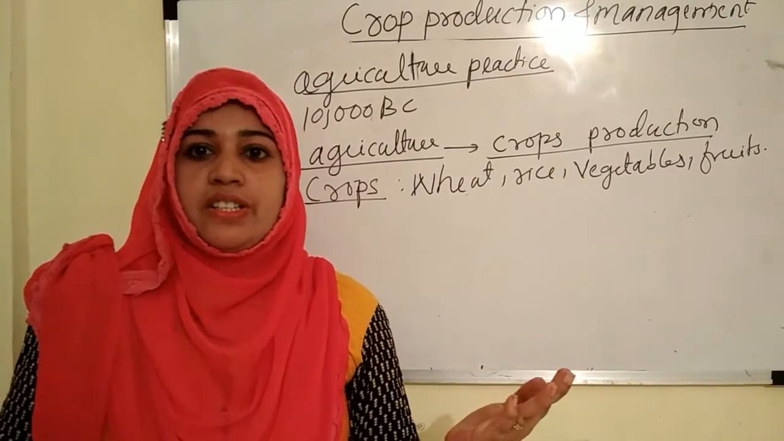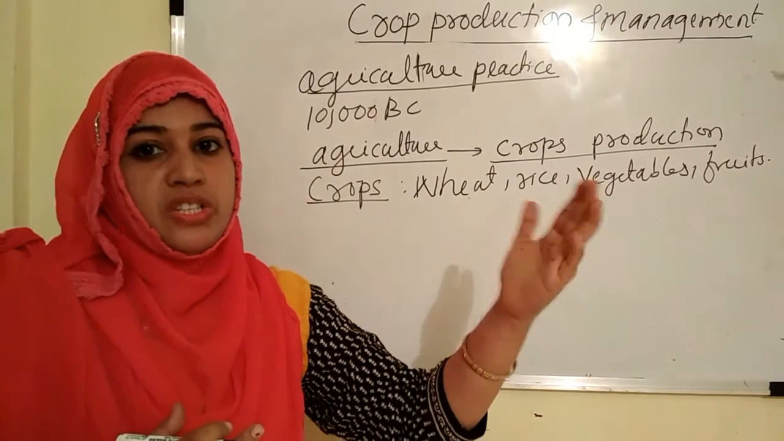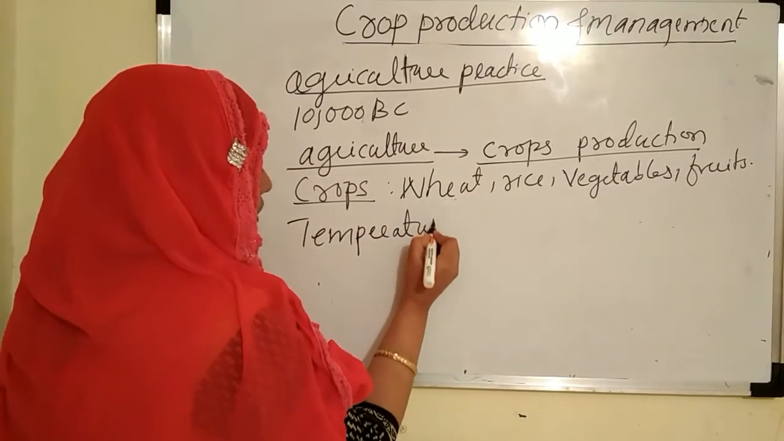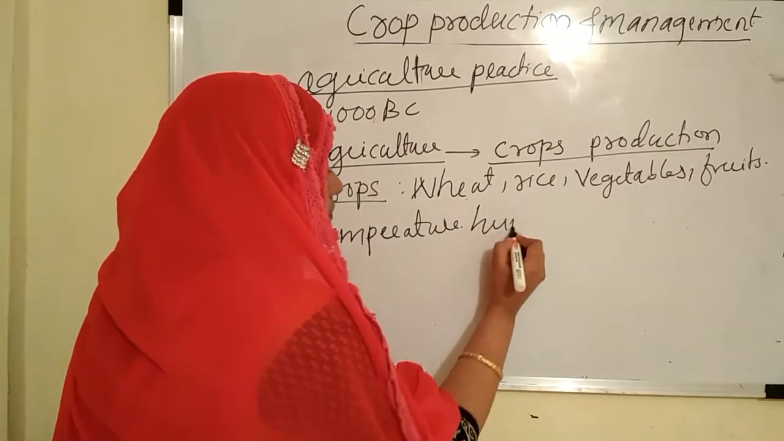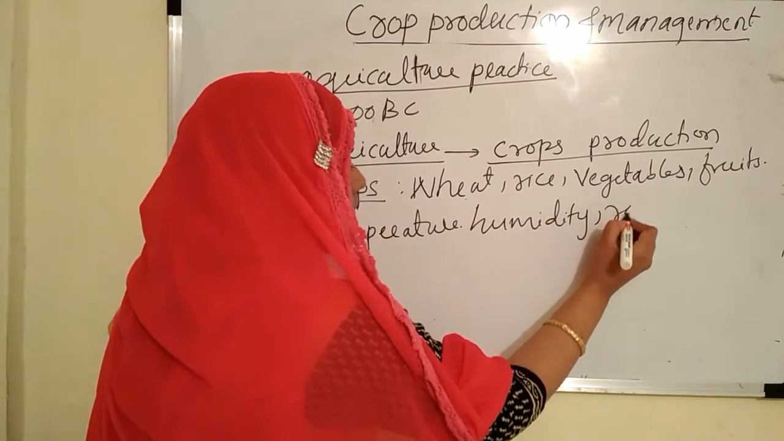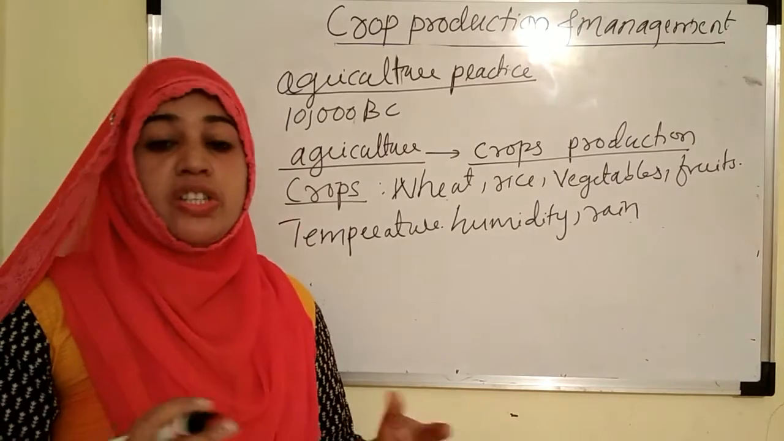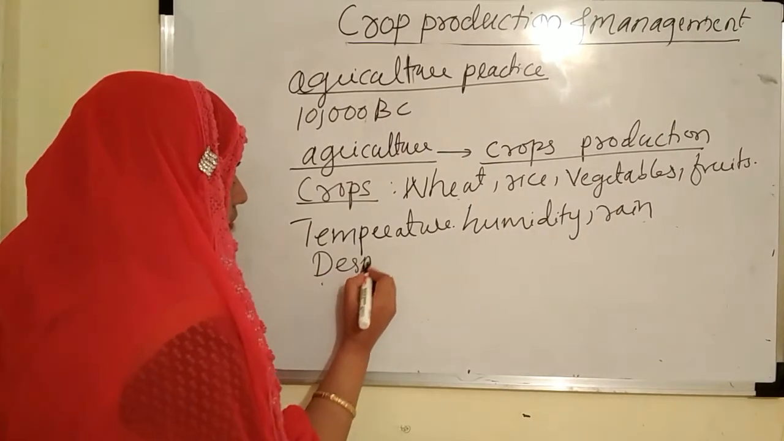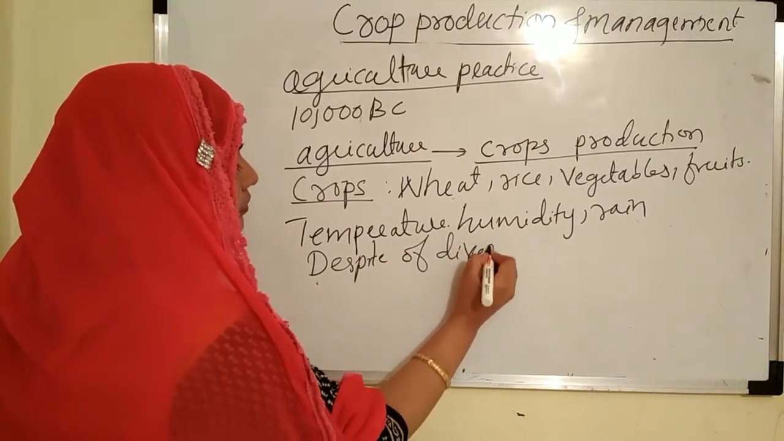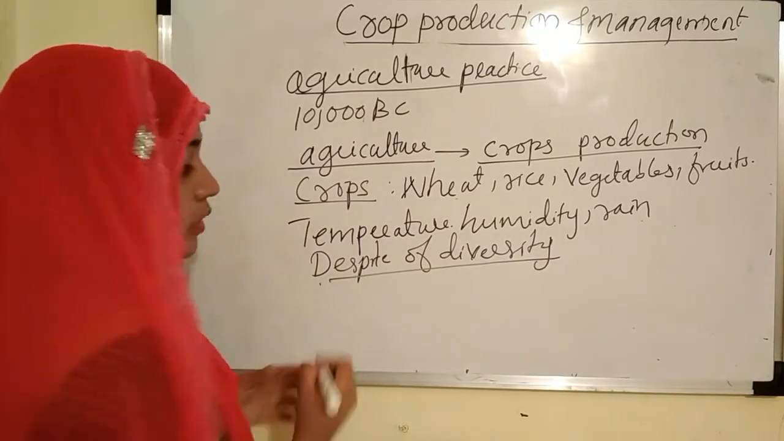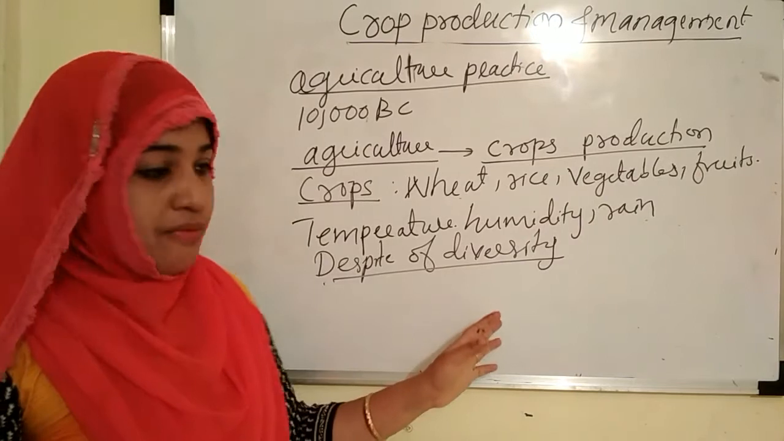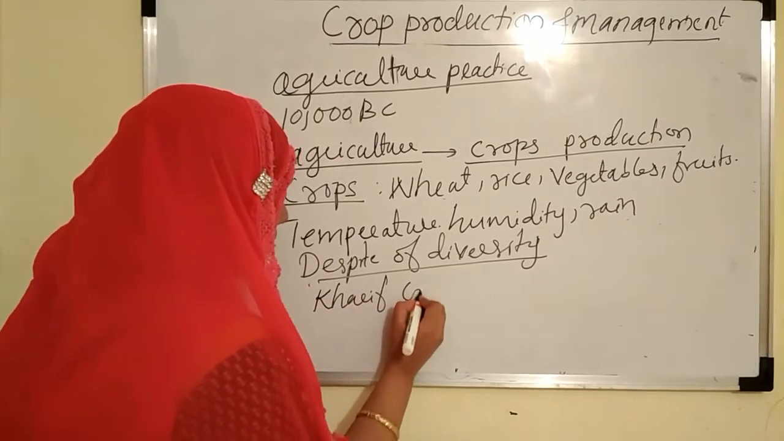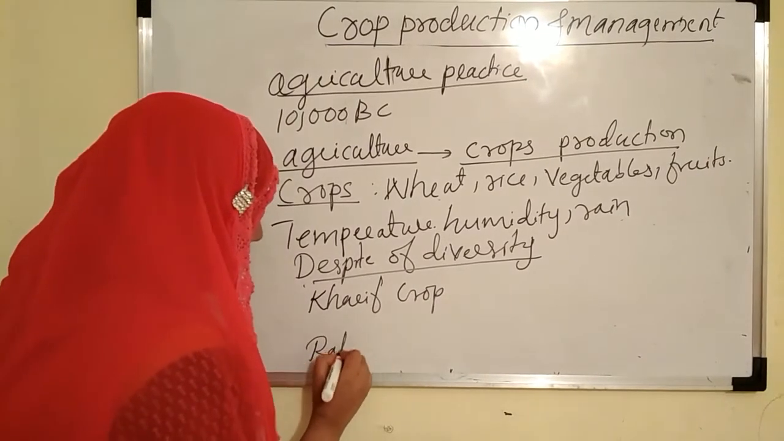We know that India is a vast country. The climatic condition varies from region to region. The climatic conditions, for example, temperature, humidity, and rain. Here, because of the climatic conditions, different types of crops are grown in different regions. Despite the diversity, two patterns of crops are identified in our country. The first pattern, Kharif crop. The next pattern is Rabi crop.